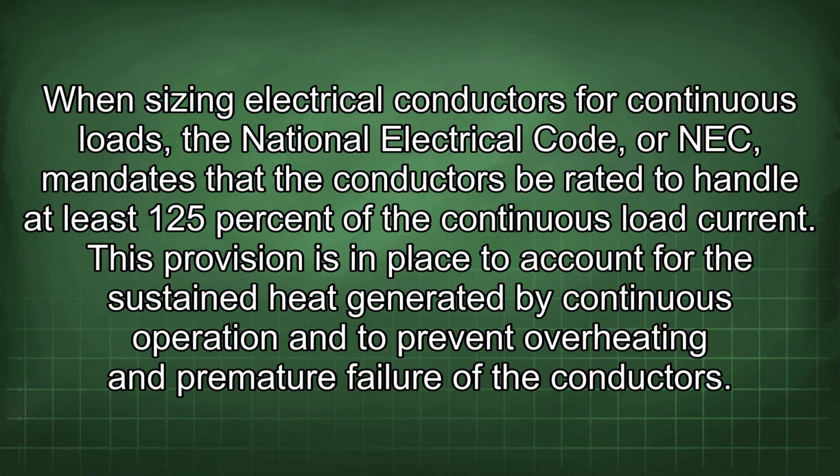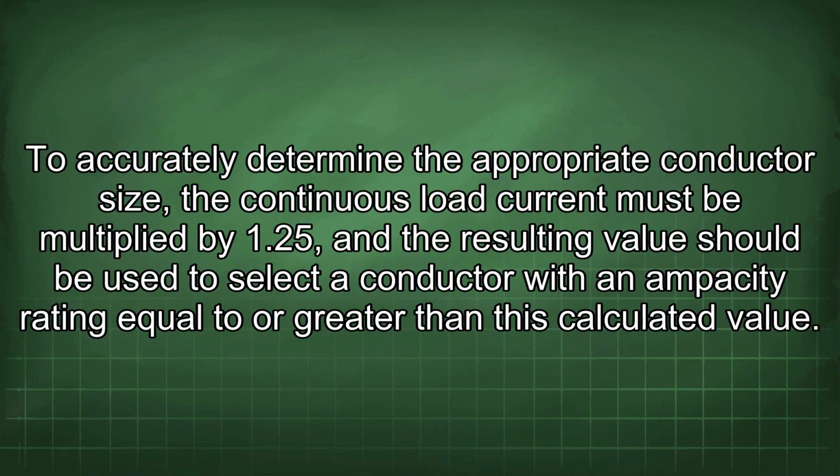When sizing electrical conductors for continuous loads, the National Electrical Code, or NEC, mandates that the conductors be rated to handle at least 125% of the continuous load current. This provision is in place to account for the sustained heat generated by continuous operation and to prevent overheating and premature failure of the conductors. To accurately determine the appropriate conductor size, the continuous load current must be multiplied by 1.25, and the resulting value should be used to select a conductor with an ampacity rating equal to or greater than this calculated value.